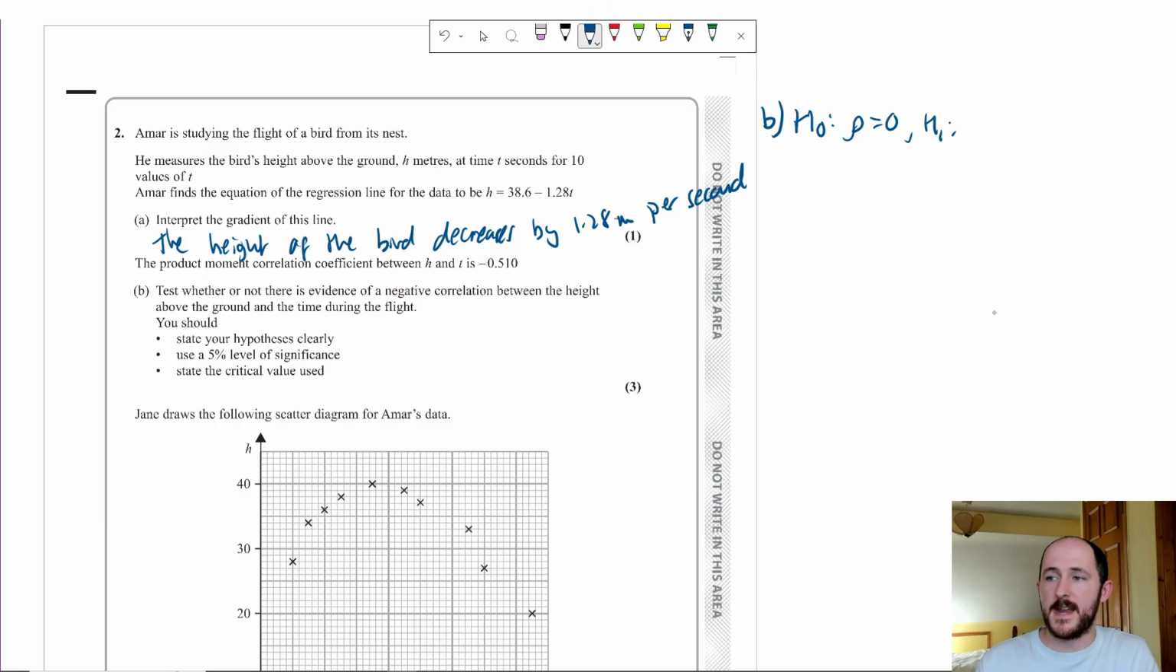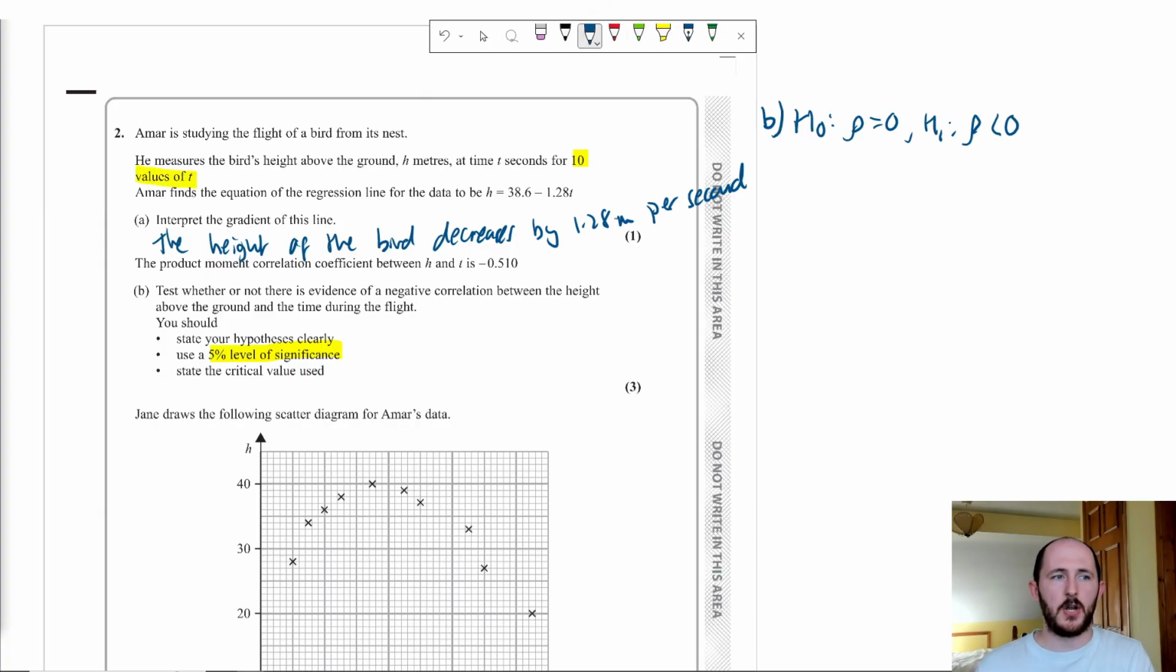Now, because we're testing for negative correlation, we're going to make that less than 0. Cool. Now what do you do? Well, you have your 5% level of significance. That's all you'll need for this. And you also have a sample size of 10. So you have a 5% level of significance and a sample size of 10, because there are 10 values of t.